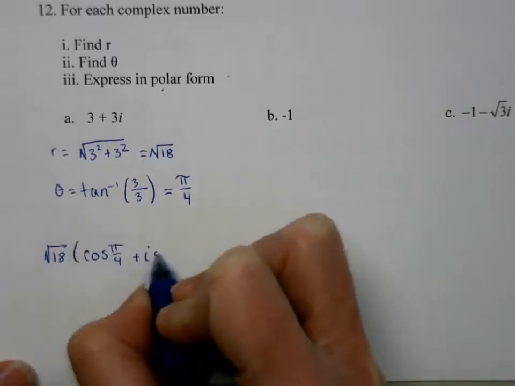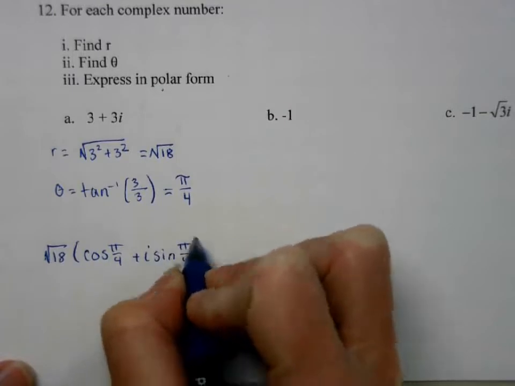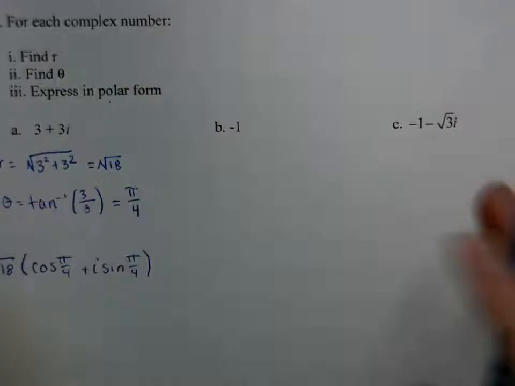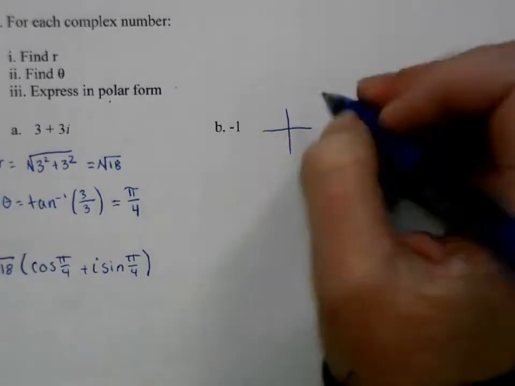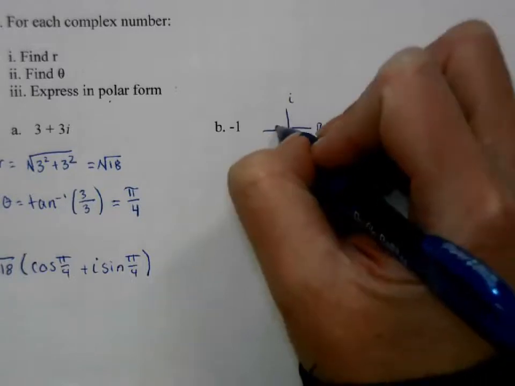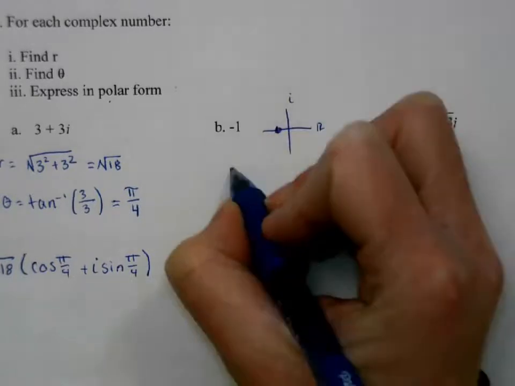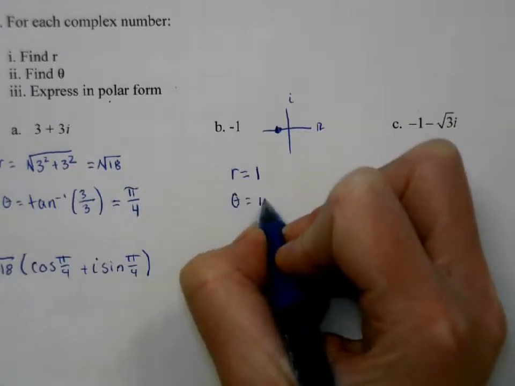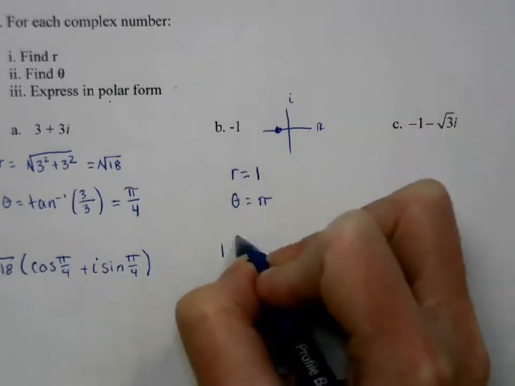For -1, if I were to graph that on the complex plane, that's just going to be back here. So the r is going to be 1, theta is going to be pi. So this would be 1 cosine pi plus i sine pi.